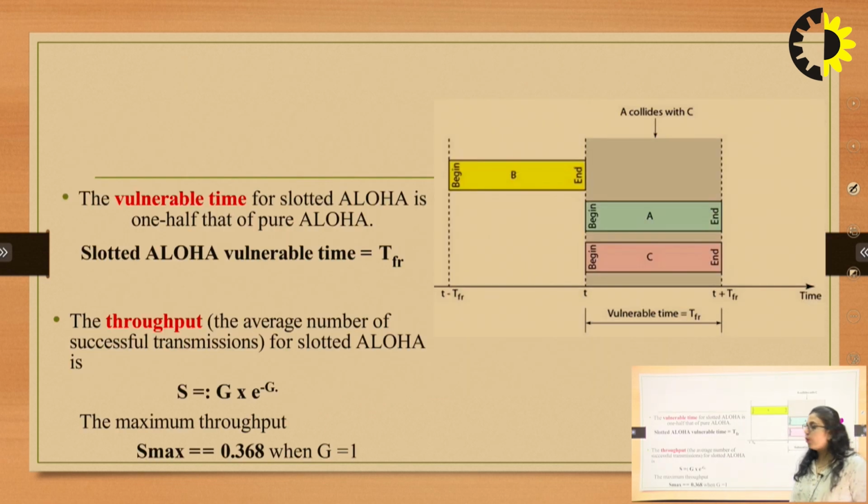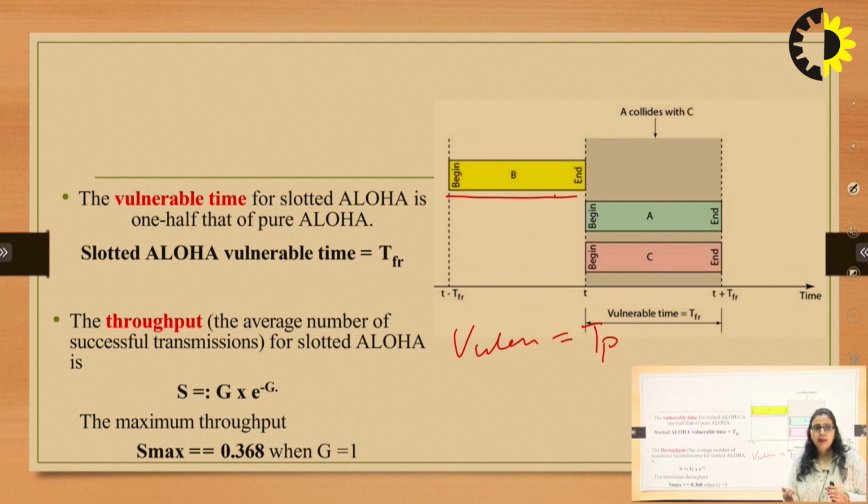So in slotted Aloha, the slot is fixed, so it reduces the number of collisions, meaning no one can start sending the data until the next slot begins, right? If some station has started sending the data, another cannot send in between. In this way, the vulnerable time has been reduced to half. Earlier, in pure Aloha, it was 2 into TP. Now it is only the transmission time used to transmit the data from source to destination.